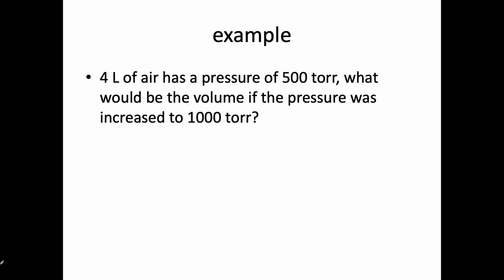Here's an example. We have 4 liters of air that has a pressure of 500 torr. What would be the volume if the pressure was increased to 1,000 torr? So we have a volume, that's 4 liters, and we'll call that volume 1 since it's listed first. And we have a pressure, P1, of 500 torr. I'm not going to change it because I have torr on the bottom. So P2 is 1,000 torr. And what would be the volume? So I'm looking for V2.